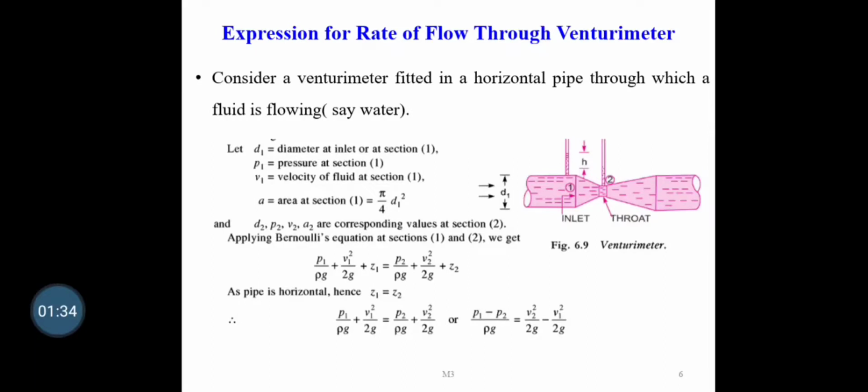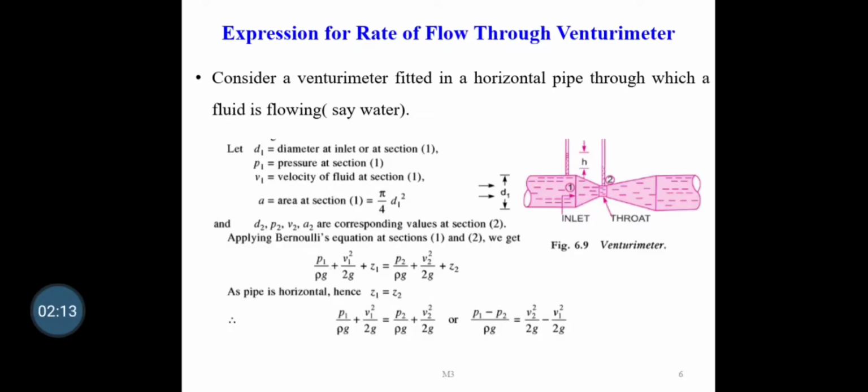On applying the Bernoulli's equation, we get P1 by rho g plus V1 square by 2g plus Z1 equal to P2 by rho g plus V2 square by 2g plus Z2. Now after writing the Bernoulli's equation, our aim is to somehow simplify our equation. We usually substitute whatever is known to us, or we make some assumptions, or we arrange our experiment in such a way that the terms or the variables get reduced.